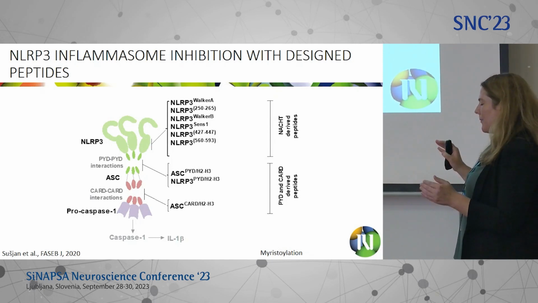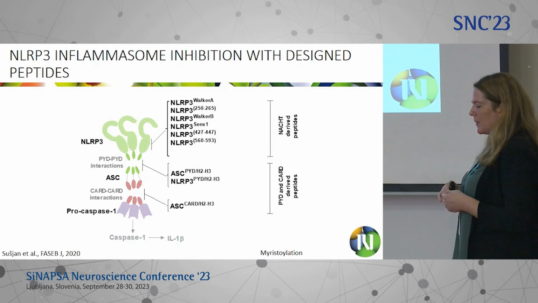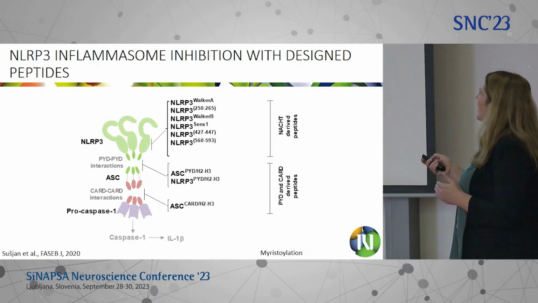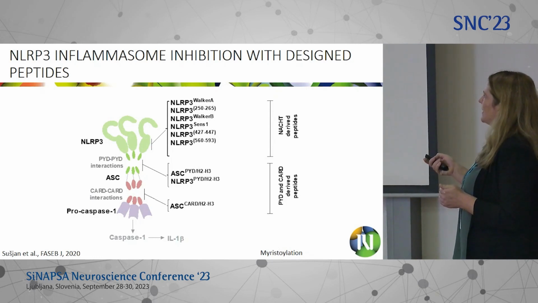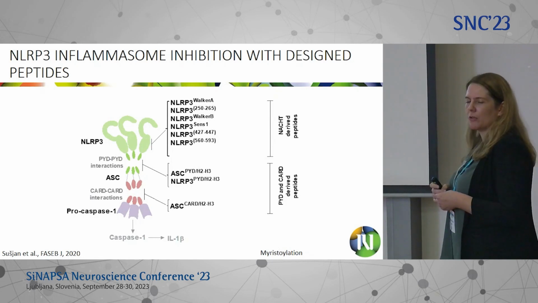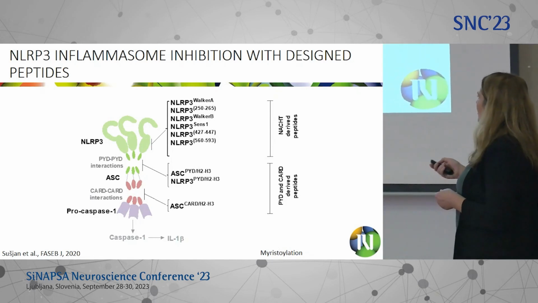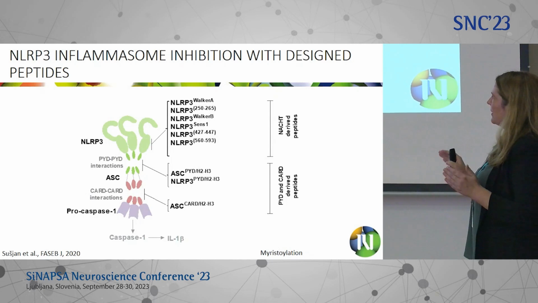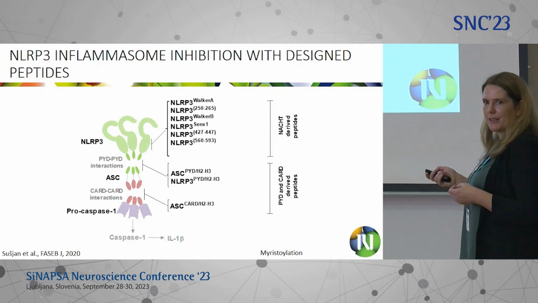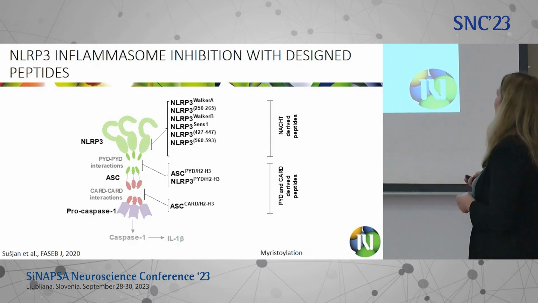But there were also, when we mapped CAPS mutations to the sequence, we saw that they are clustering in specific segments. So we also made peptides from those segments, just in case they could be the ones that promote oligomerization of NLRP3. So in this way, we wanted to inhibit oligomerization of NLRP3 prior to it recruiting other components into the complex.